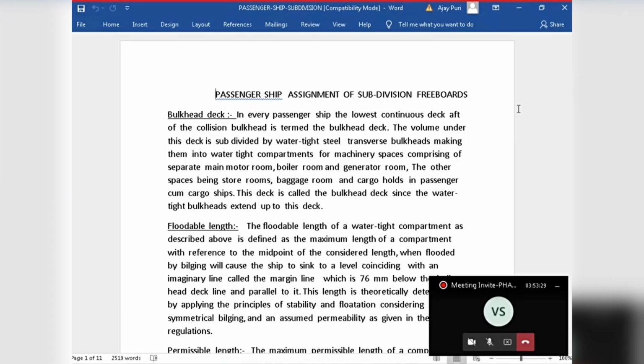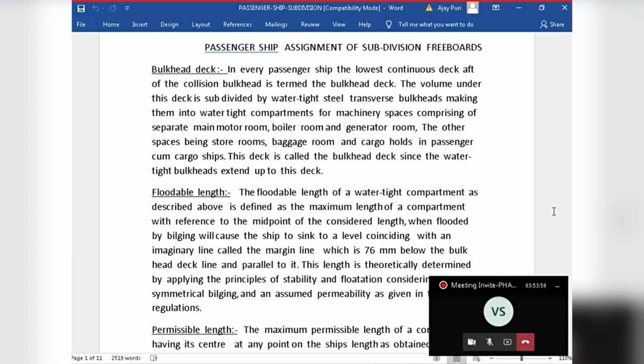Good morning, all. So we'll be doing the deck, the bulkhead where it is touching the deck. That is the bulkhead deck. So in every passenger ship, the lowest most continuous deck after the collision bulkhead is termed as bulkhead deck. The volume under the deck is subdivided by steel transverse bulkheads, which are watertight.